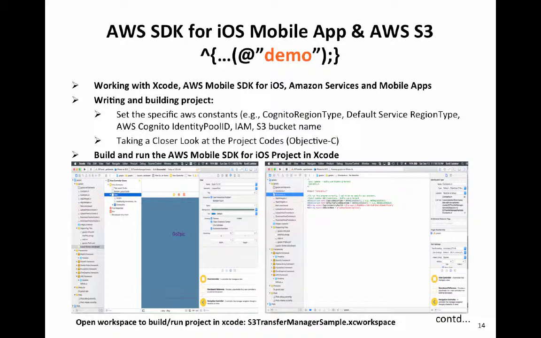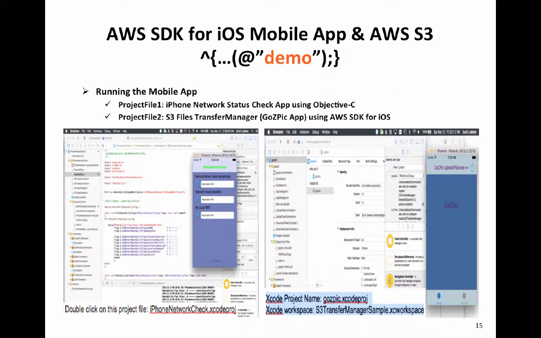which contains credential information. Now I'm going to show the various AWS services used in this project and then run this live project code to demonstrate that the AWS SDK for iOS mobile app is working and able to transfer files between mobile devices and AWS S3 object storage. And I will demonstrate the network reachability project to check the status of the network on the phone.